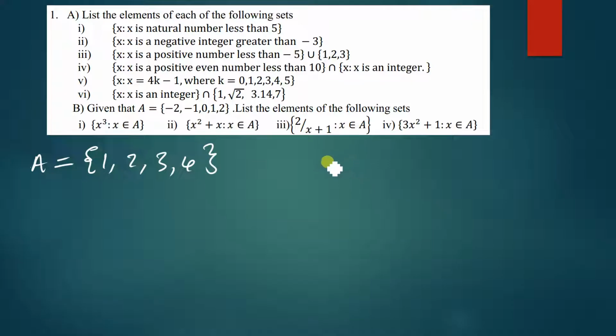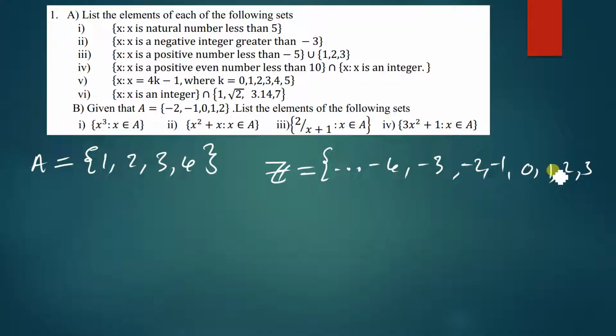Integers are simply numbers starting from negative infinity to positive infinity, and they are denoted by Z in most books. Let me just write a few of them: -4, -3, -2, -1, 0, 1, 2, 3. They keep on going like that.